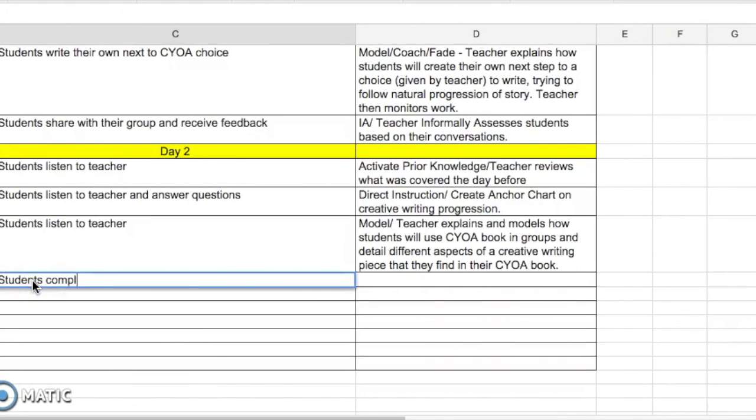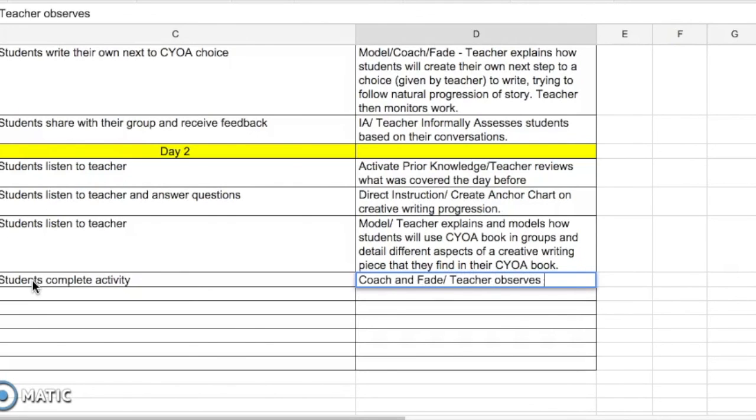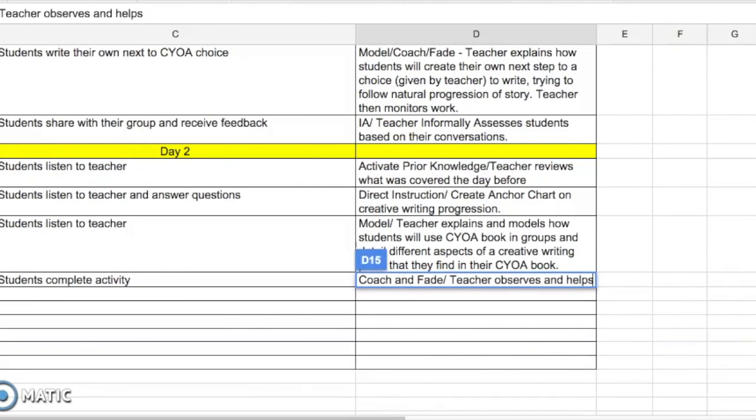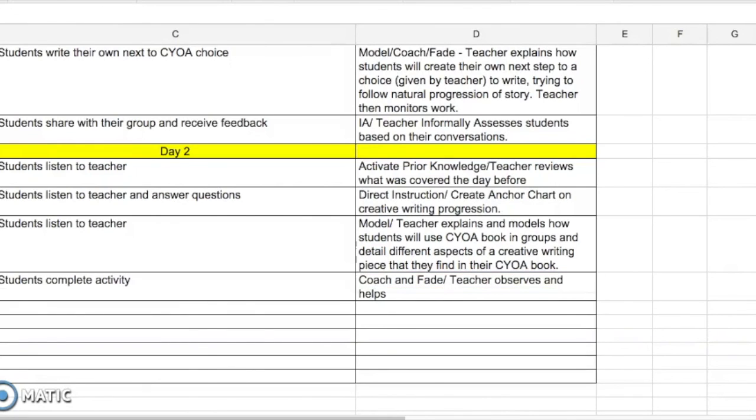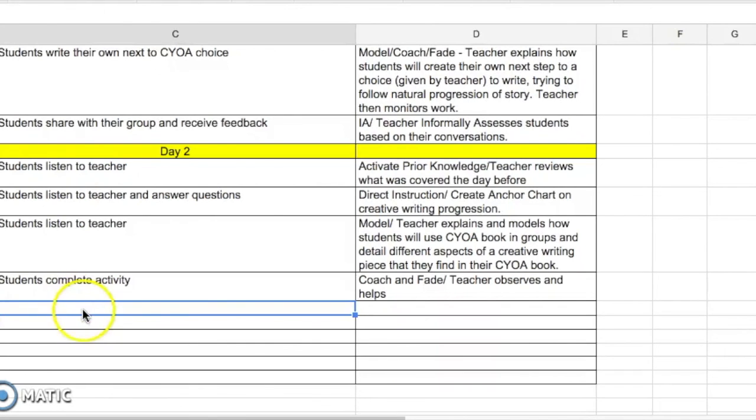Students complete activity, and then I'll put teacher fades, coach and fade. Teacher observes and helps in case anyone needs it, or answers questions. And then we'll have about 6 minutes left over for students to share with the class.